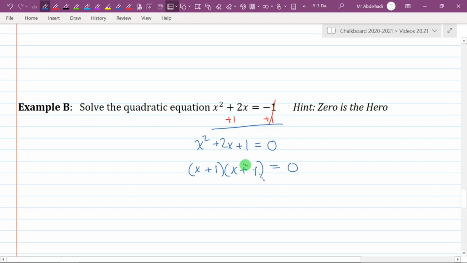Yeah, that works. So that means I can set this equal to 0 and this equal to 0. Now, in both cases, I get x equals -1. So there's actually only one solution here. They're just the same for both.